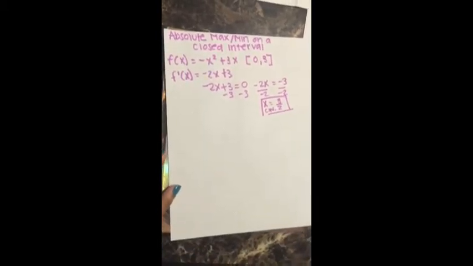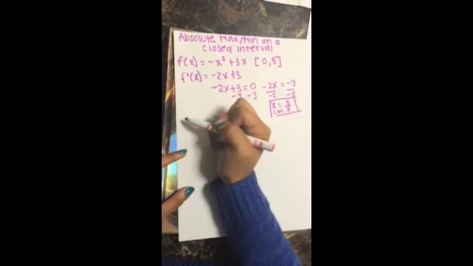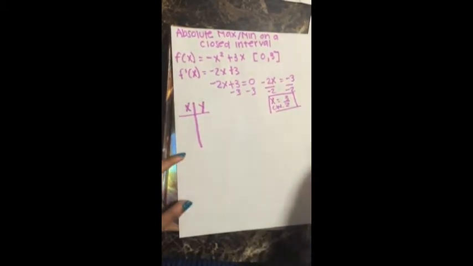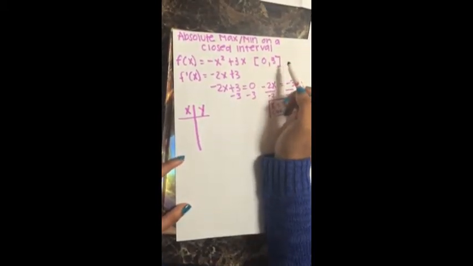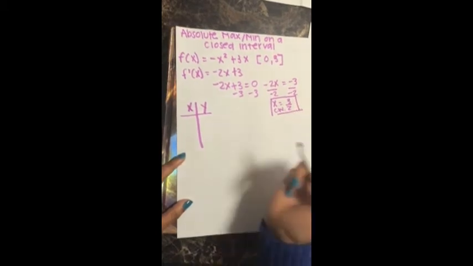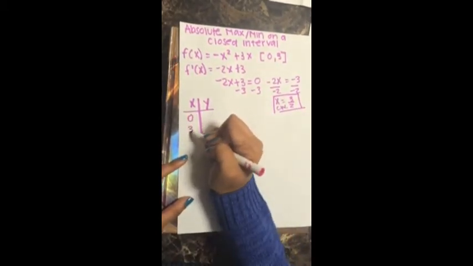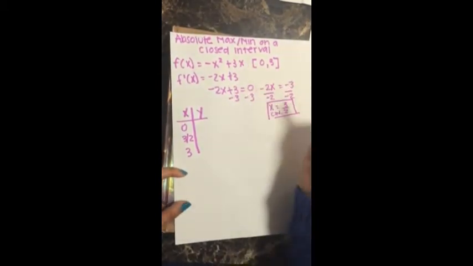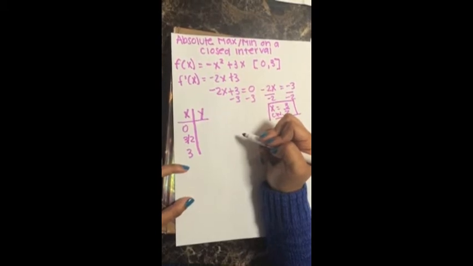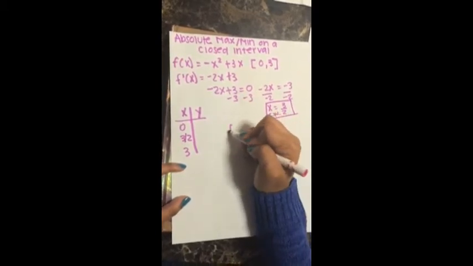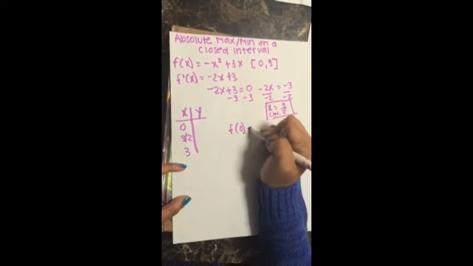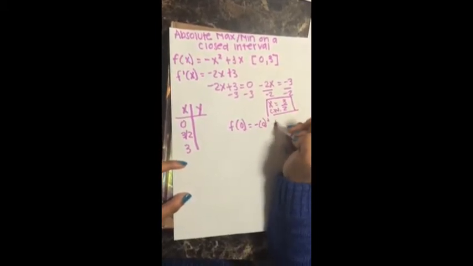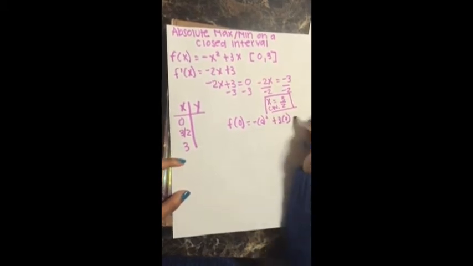And now we're going to build an x, y chart. And we're going to include the endpoints of the function and our critical number. And we're going to plug back into the original function. So f of 0 would be negative 0 squared plus 3 times 0, which would just give us 0.